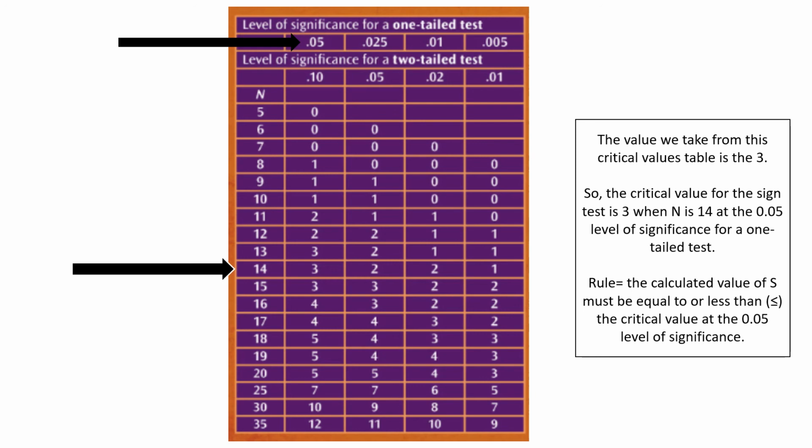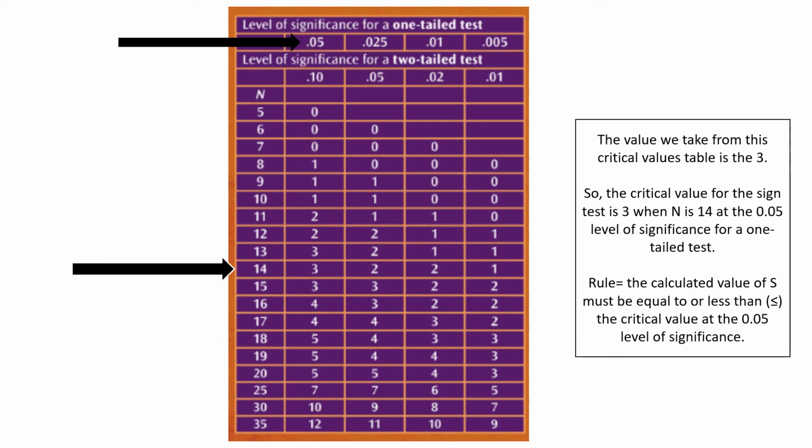The column doesn't have to say 0.05. Do not get confused and look at the far right column which says 0.005. That is completely different. You want the 0.05 one. And remember N on the left hand side, we want 14, so that's why the arrow is pointing at 14, and you can see there that our critical value is 3. So that's the value we take away from this table. So the critical value for the sign test is 3 when N is 14 at the 0.05 level of significance for a one-tailed test.